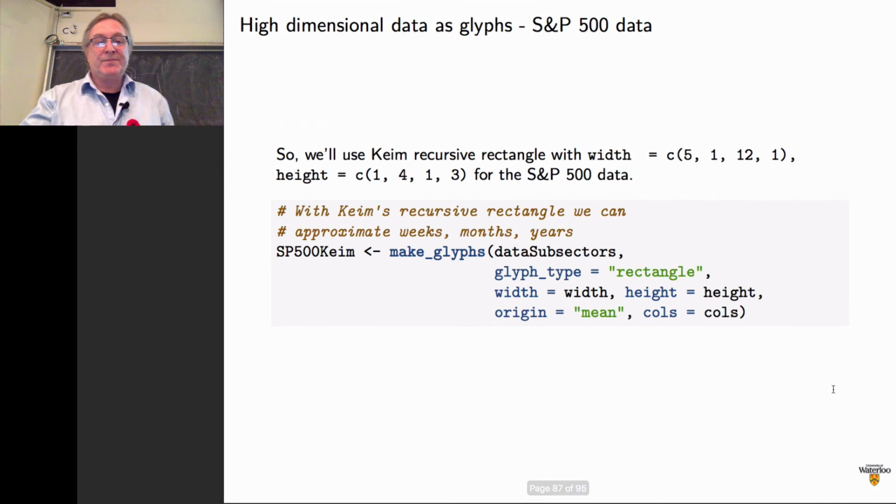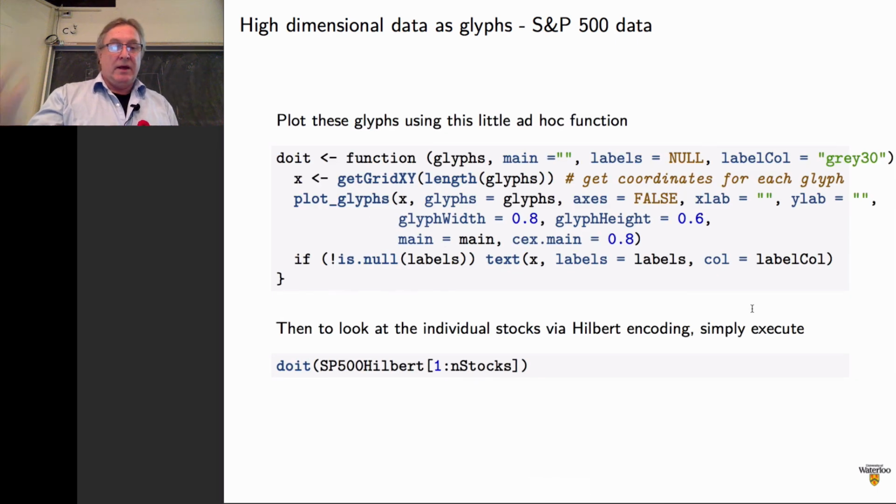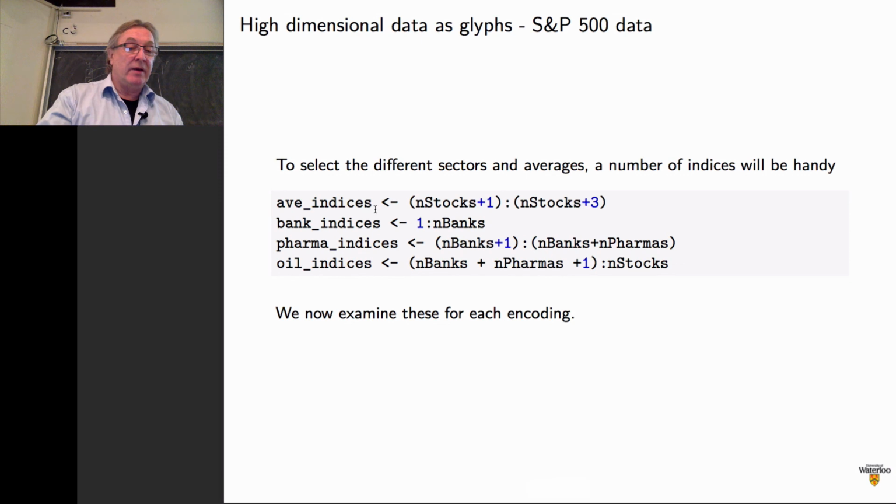Let's see if we get through this. So that's simply the Kime with these heights and widths. And I've written this function that's going to lay these all out, that's imaginatively called doit. And we call doit on any of these glyphs that we've just made. So on the Hilbert space, and I can do it on the average. I can get the average of the indices if I just need to find out where the banks are, where the pharma are, et cetera, so you can follow things.